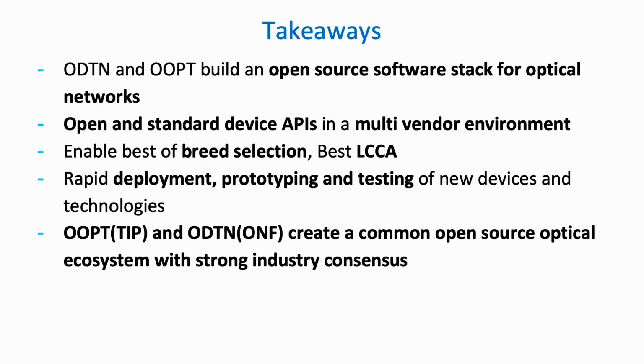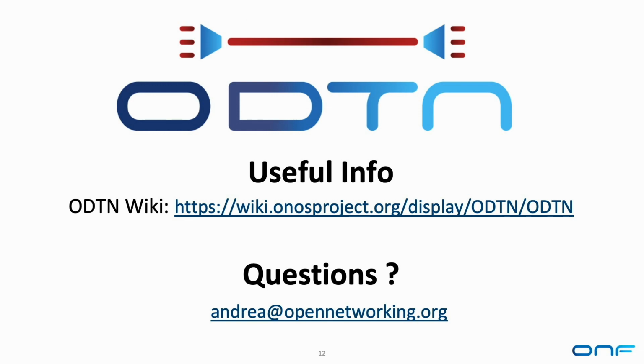So some takeaways: ODTN and the OOPT group from TIP build an open source software stack for optical networks. Its open and standard device APIs in a multi-vendor environment enable best-of-breed selection, a best life cycle cost approach with rapid deployment, prototyping and testing of new devices and technologies. And within TIP and ONF, we create a common open source optical ecosystem with a strong industry consensus to achieve optical disaggregation.